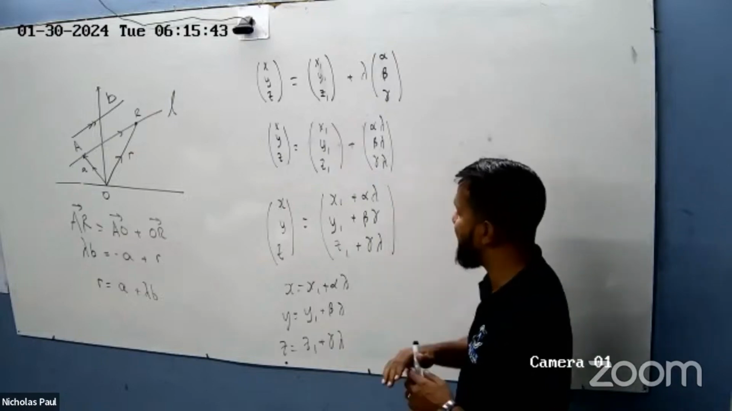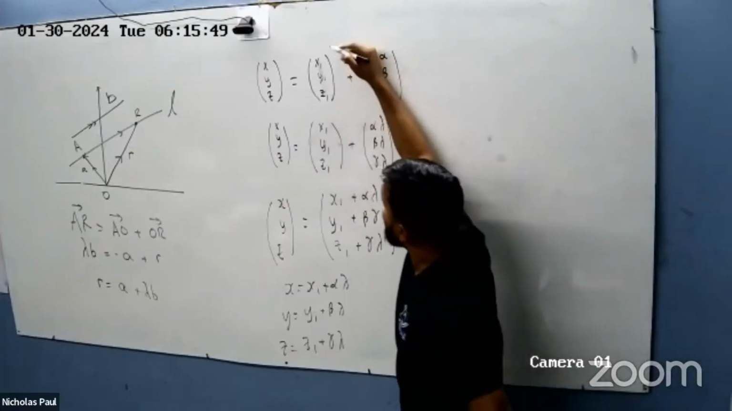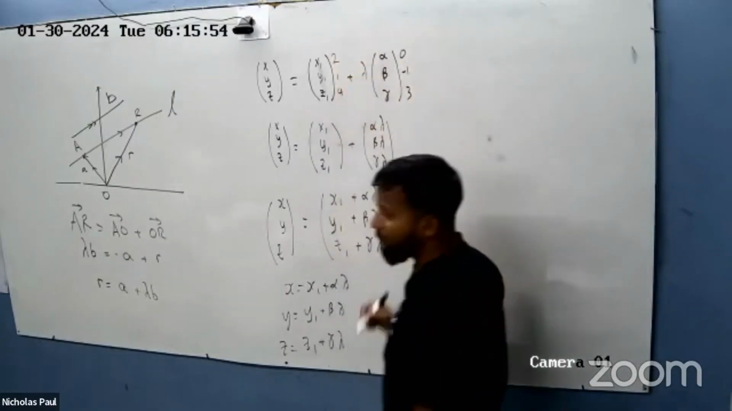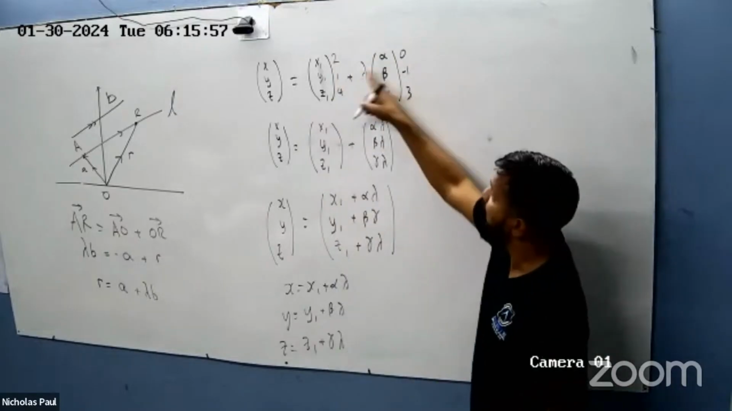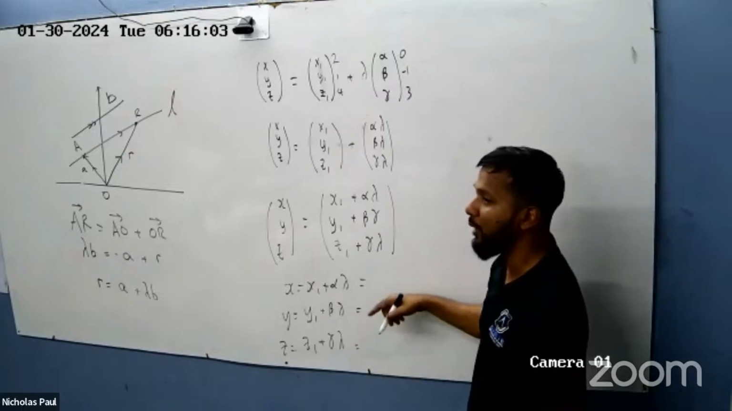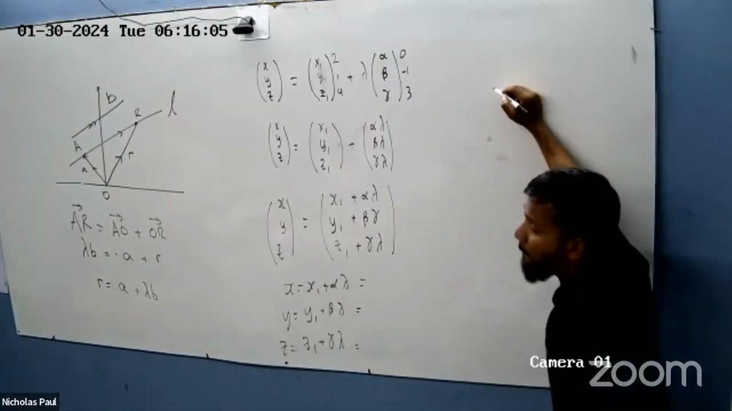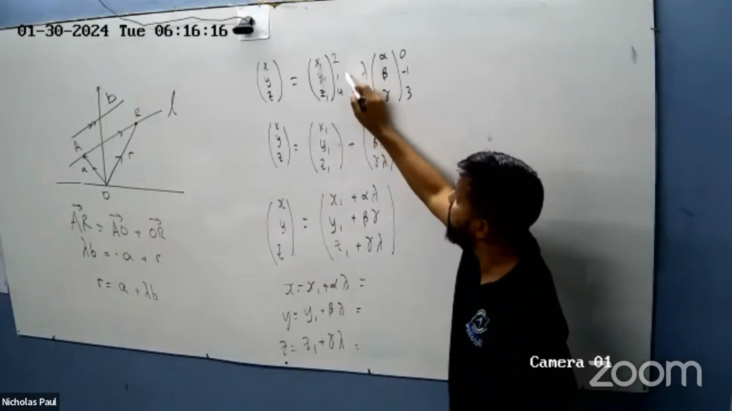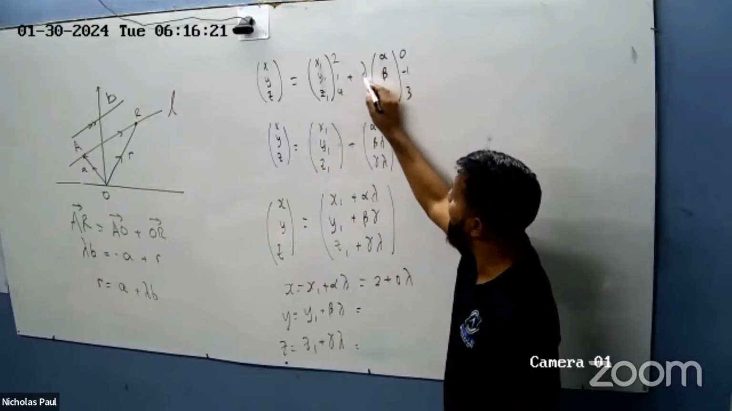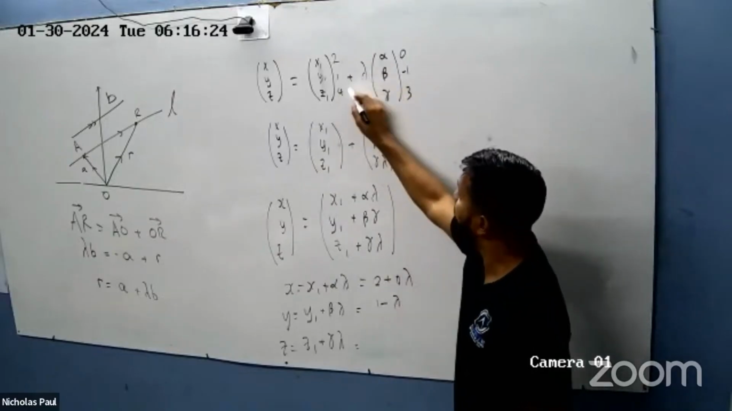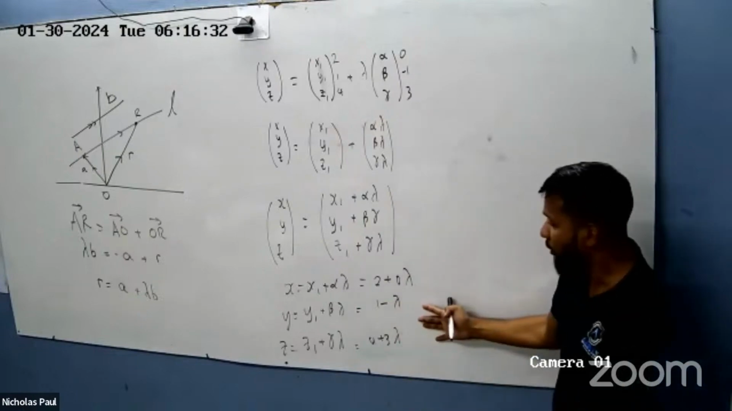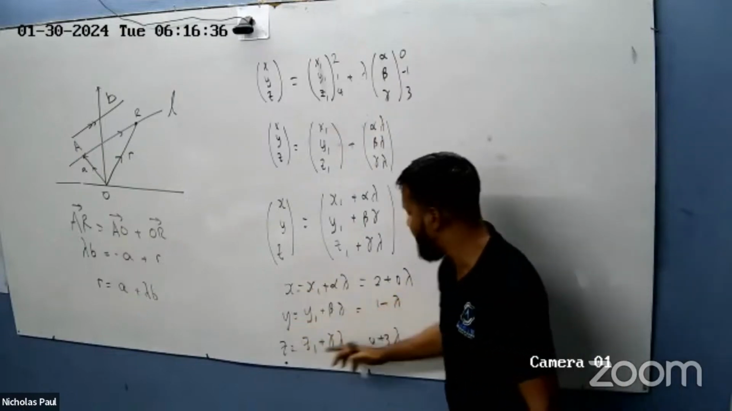Let's put some numbers into it real fast. If we had 2, 1, 4, and 0, minus 1, 3, if we had these numbers, then the parametric form will simply be what? Shavish, what would it be? 2 plus 0 lambda, 1 minus lambda, 4 plus 3 lambda. This is your parametric form, X, Y, and Z in terms of lambda.